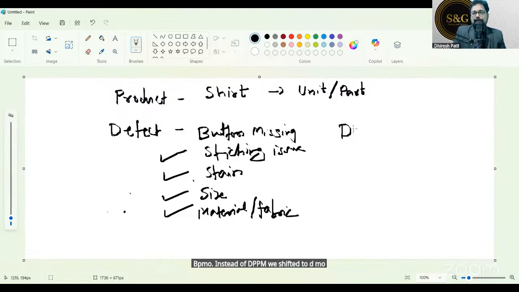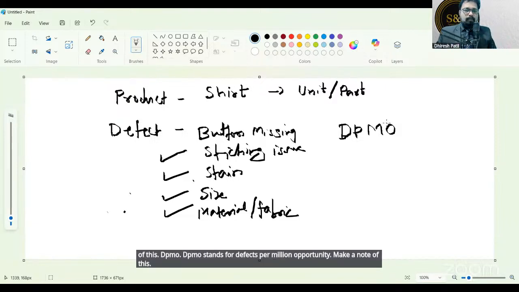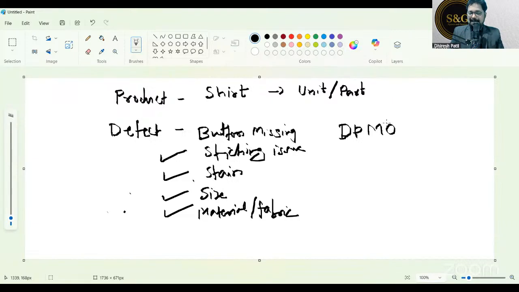Everybody, please make a note of this. DPMO. DPMO stands for defects per million opportunity. Make a note of this. Defects per million opportunity.